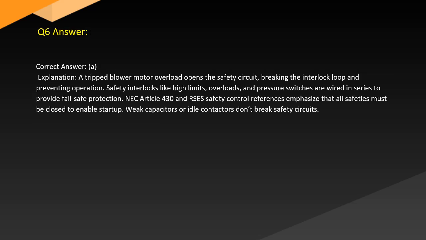Answer. Correct answer: A. Explanation. A tripped blower motor overload opens the safety circuit, breaking the interlock loop and preventing operation. Safety interlocks like high limits, overloads, and pressure switches are wired in series to provide fail-safe protection. NEC Article 430 and RSES safety control references emphasize that all safeties must be closed to enable startup. Weak capacitors or idle contactors don't break circuits.